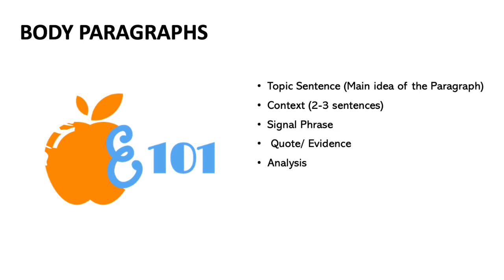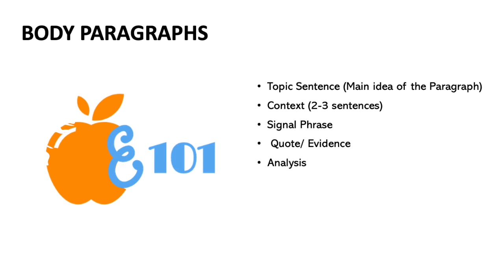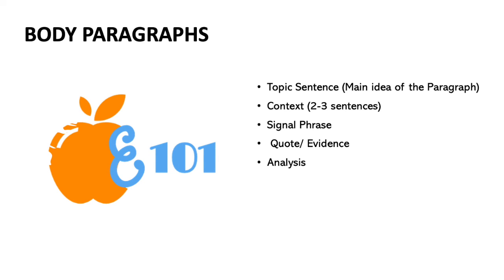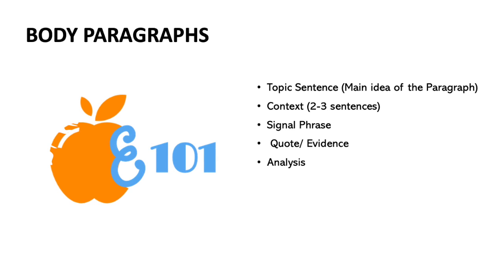The quote has to provide some sort of backup to the main idea that you previously stated in your topic sentence. And then after that, you have to put the source. The source is just basically the page number of your quote. And if you never mentioned the author in context, you're gonna put the last name of the author as well in parentheses. And if you're using APA style, you have to provide the year of the article.